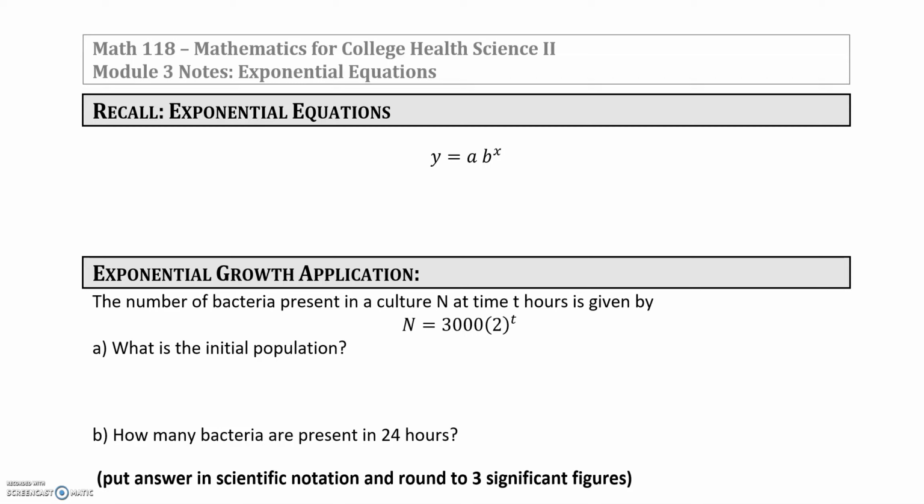We want to recall the more general version of our exponential equation where y is equal to a times b to the power of x. A is your initial value. It's also your y-intercept, so the value of y when x is equal to 0. B is the base, or the common ratio, between terms.